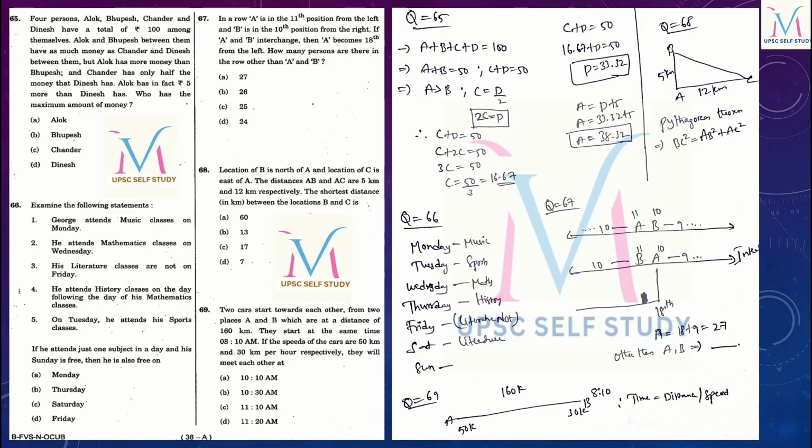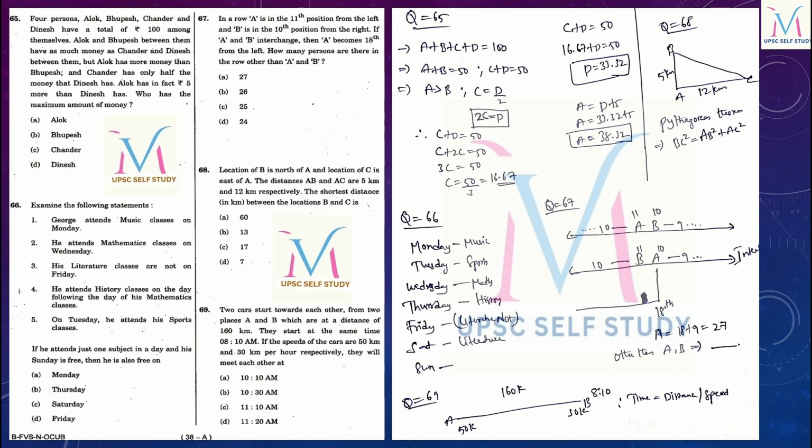Now look at the solution box, question number 68. The location of B is north of A, and the location of C is to the east of A. The distances AB and AC are 5 kilometers and 12 kilometers. AB is 5 kilometers and AC is 12 kilometers, right? And we have to find the shortest distance between B and C.